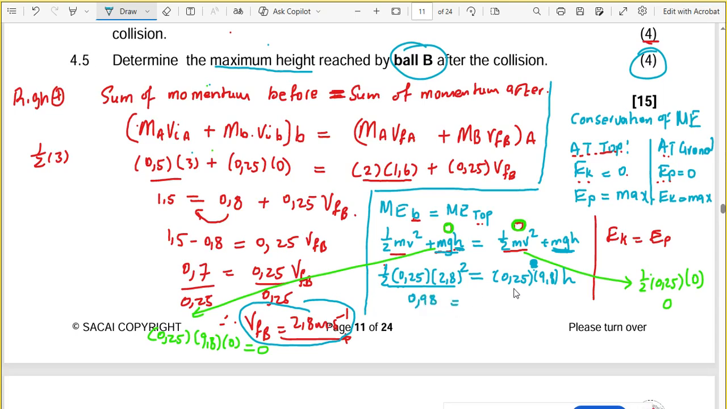It's equal to, can you say 0.25 times 9.8? What is your answer? Not squared, 0.25 multiplied by 9.8. Your answer is 2.45. Yes. Then the next thing is to divide this by 2.45. Therefore, your H, whatever you get, is going to be the height that we are looking for.